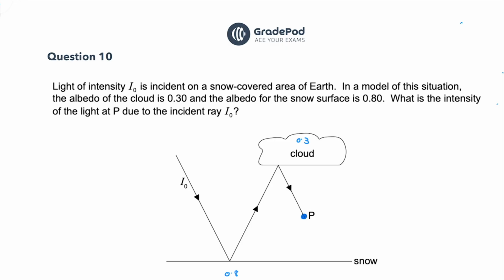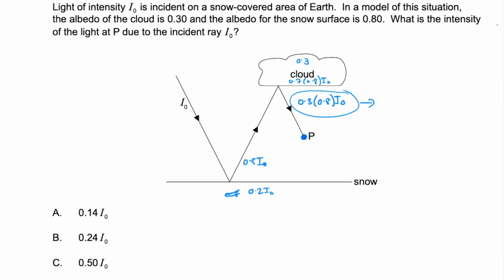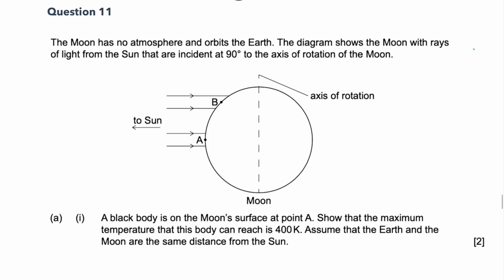So we can see that the light bounces off the snow and then bounces off the cloud. What is the intensity? Well, it starts at I0, and when it hits the snow, 0.2 of that I0 is absorbed and 0.8 of the I0 is reflected. So 0.8 of the I0 is then directed towards the cloud, at which point 0.3 of the 0.8 of the I0 is reflected and 0.7 of the 0.8 of the I0 is absorbed. We're interested in this. So 0.3 of 0.8 is 0.24 I0. The answer is B.